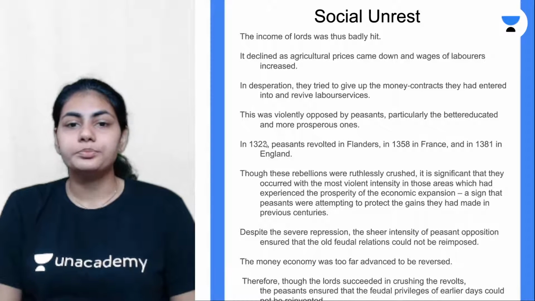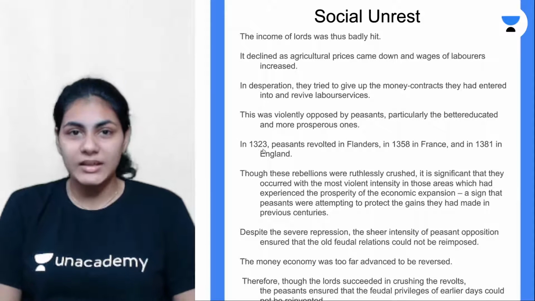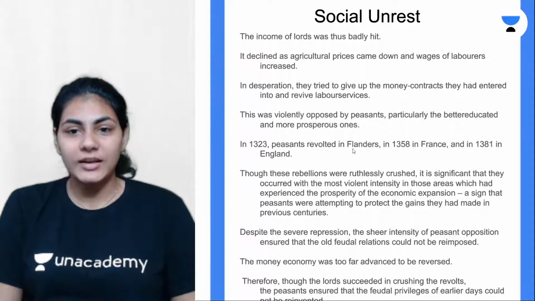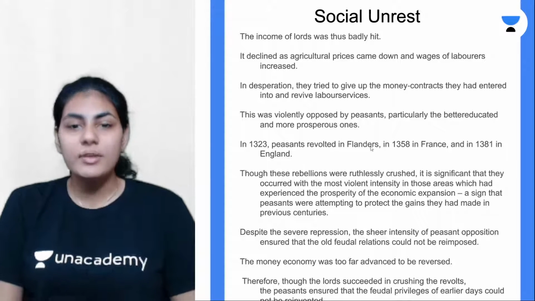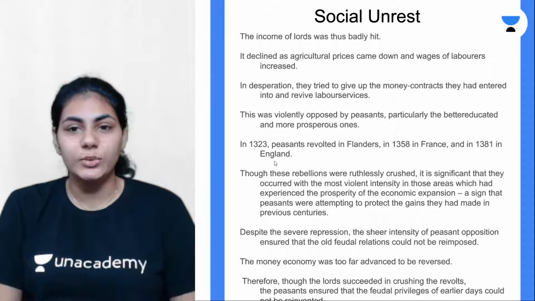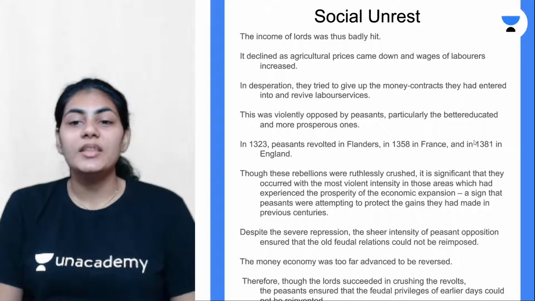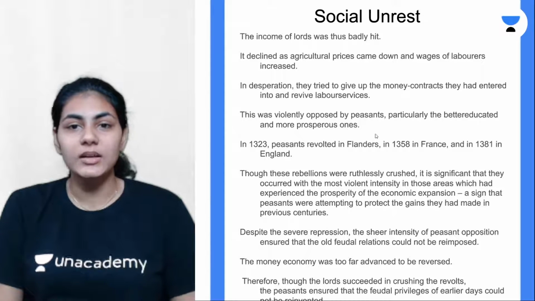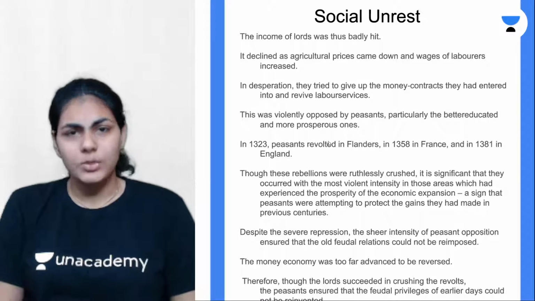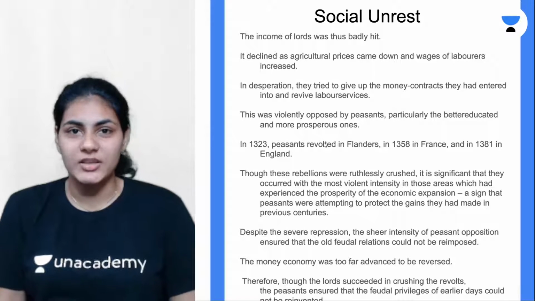So what are some examples of peasant rebellions that were happening? For example, in the year 1323 in Flanders, a city in present day Belgium, peasants started revolting. In the year 1358 French peasants revolted, and in the year 1381 English peasants also revolted against the lords, right? So there's so much violent methods, which means that there is social unrest.